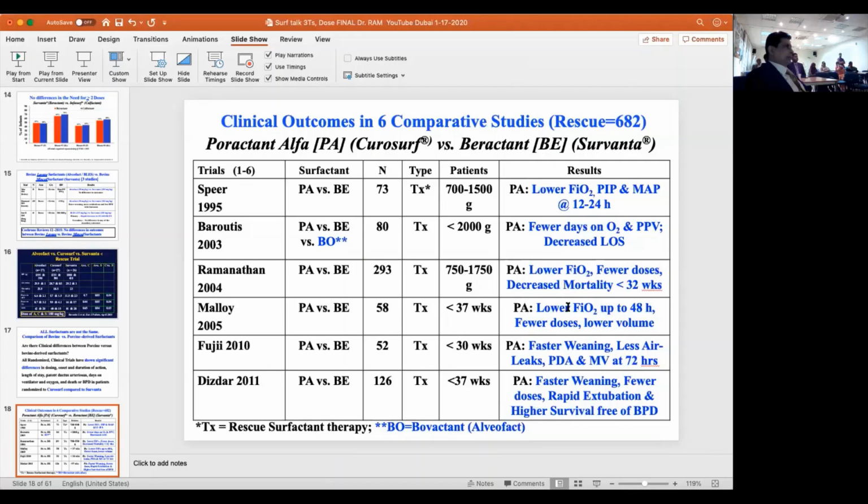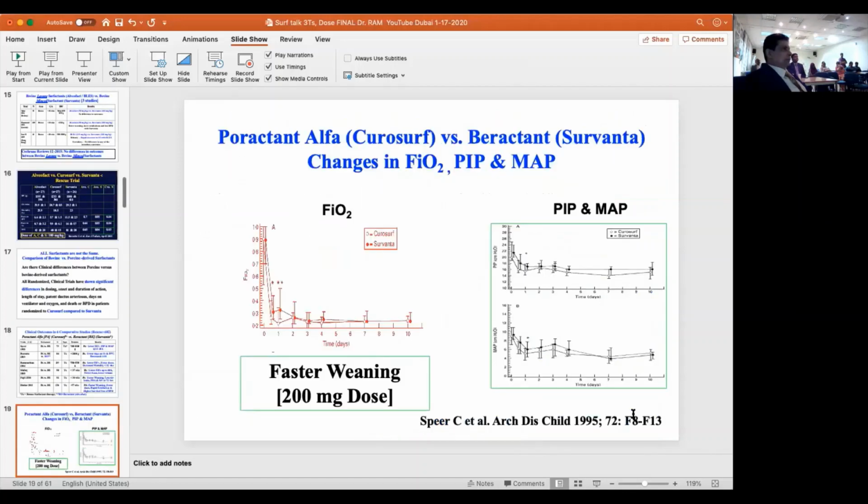Now, from Chicago, lower FiO2 to 40 hours, less dosing, and lower volume of dose with Curosurf compared to Survanta. From Boston, faster weaning of oxygen, and fewer babies were intubated and on mechanical ventilation at 70 hours of age. Finally, a study from Turkey showed faster weaning, fewer doses, rapid extubation, and higher survival free of BPD in the poractant alfa treated group compared to Survanta or beractant.